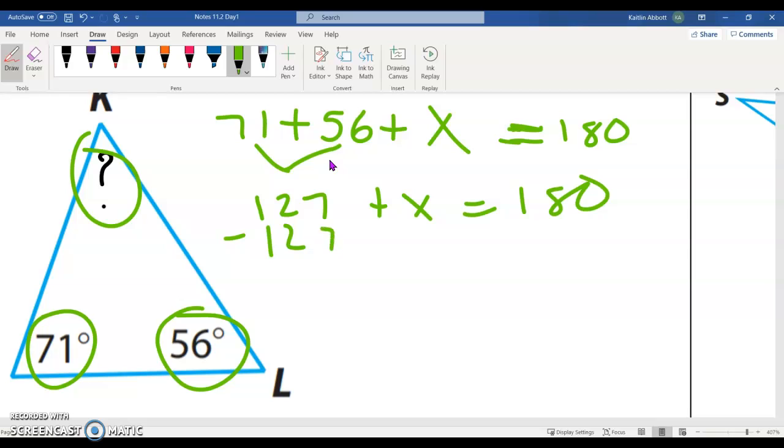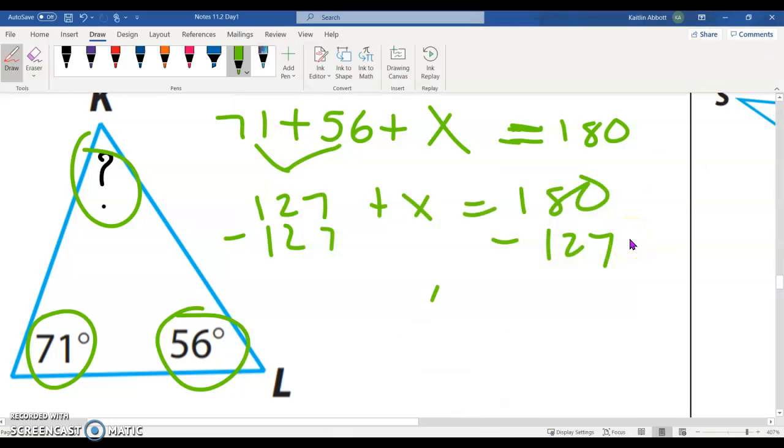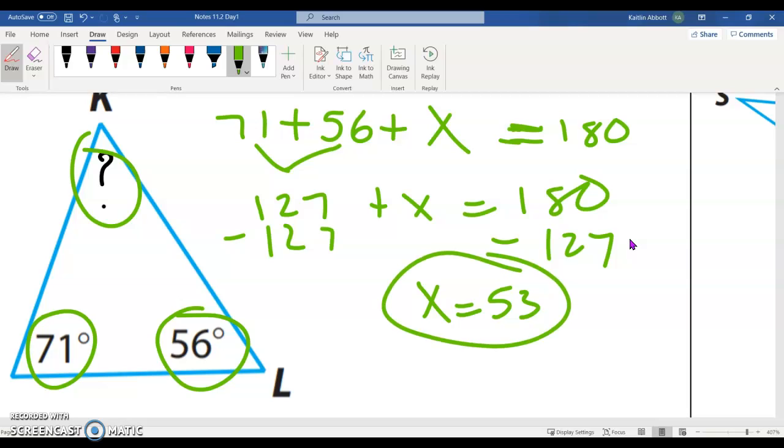Subtract 127. Subtract 127. See, look, I don't know. I'm going to type it in. 180 minus 127 is 53. X equals 53 and we're done. Ta-da! Let me know if you have any questions.